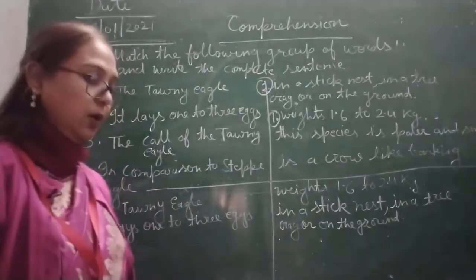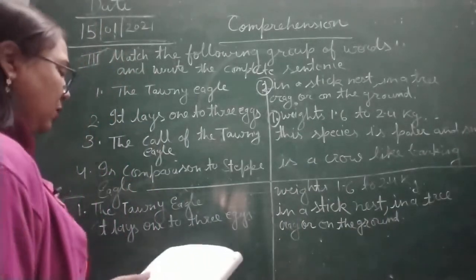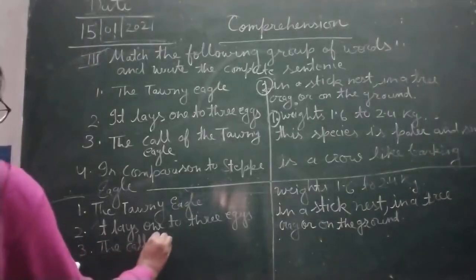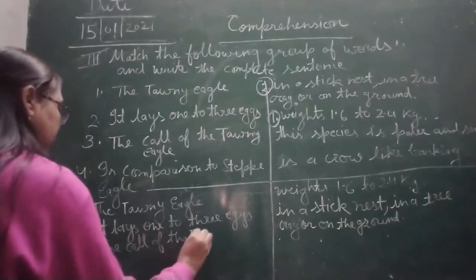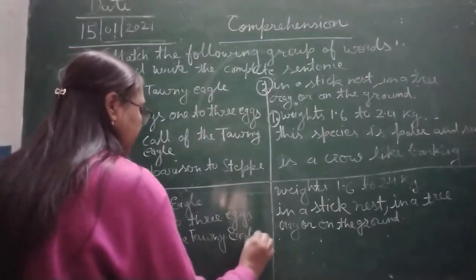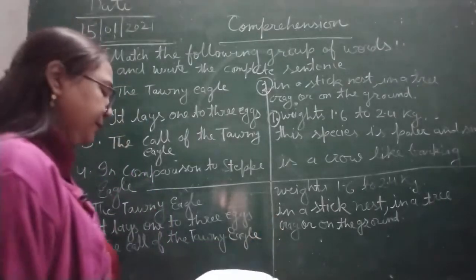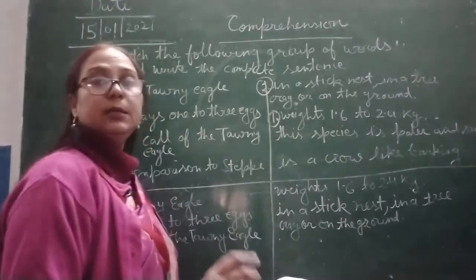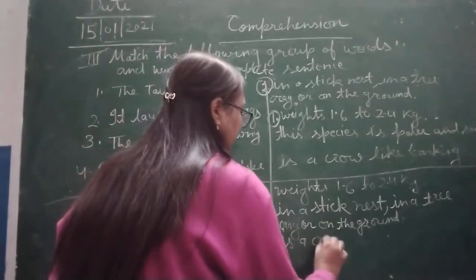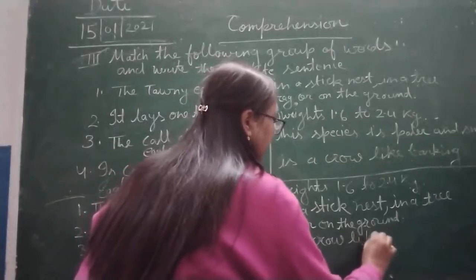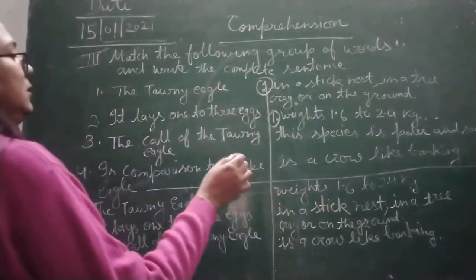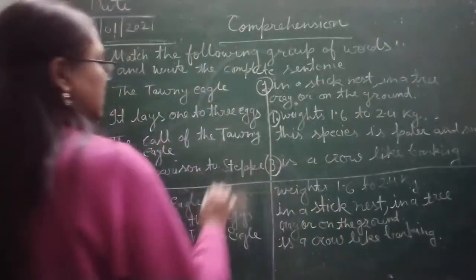Okay children. So now third one is the call of the tawny eagle. Now here you can see the answer, that is a crow-like barking. Third is a crow-like barking children. So here you can see this is a crow-like, this is the third answer.